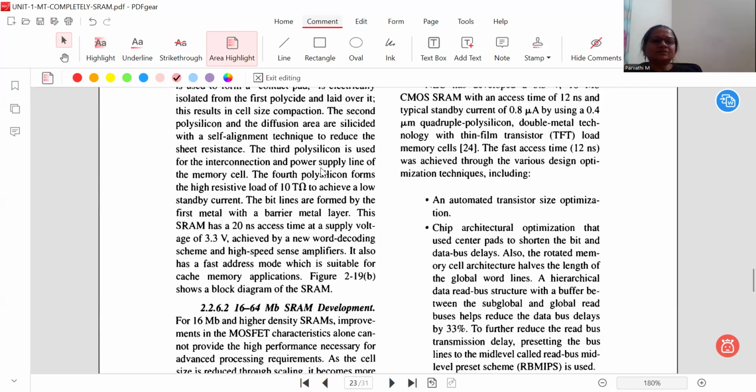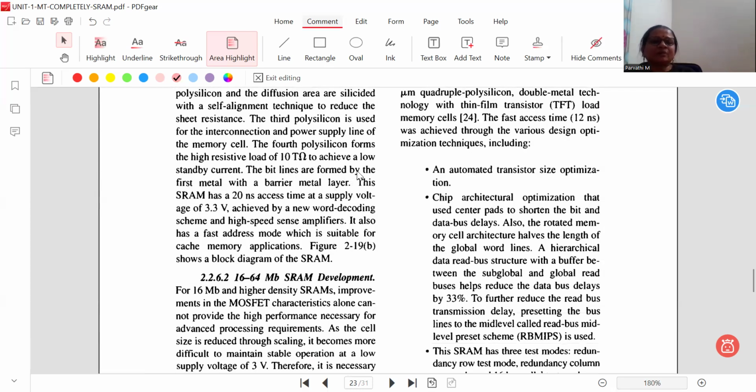So the third poly is used for the interconnection and power supply line of the memory cell. And finally, the fourth polysilicon is used for resistive load. That resistive load is of 10 tera ohms to achieve a low standby current. How much resistance the layer will offer? Then standby current, that means accumulation of the charges, will be eliminated in that way. Okay, so standby current will be reduced. For that purpose, high resistive load will be used.